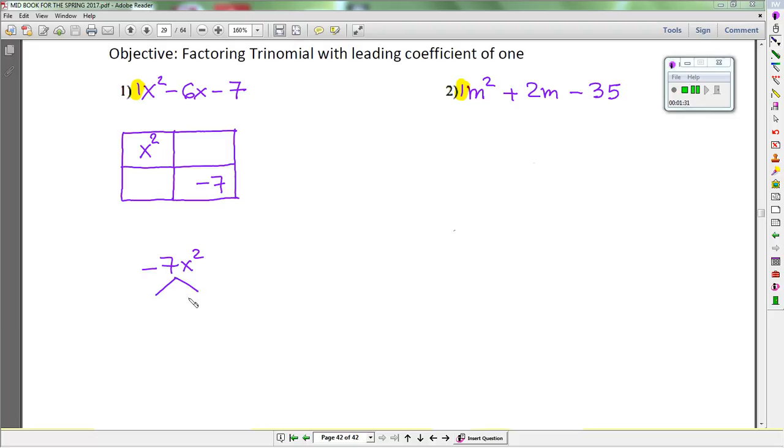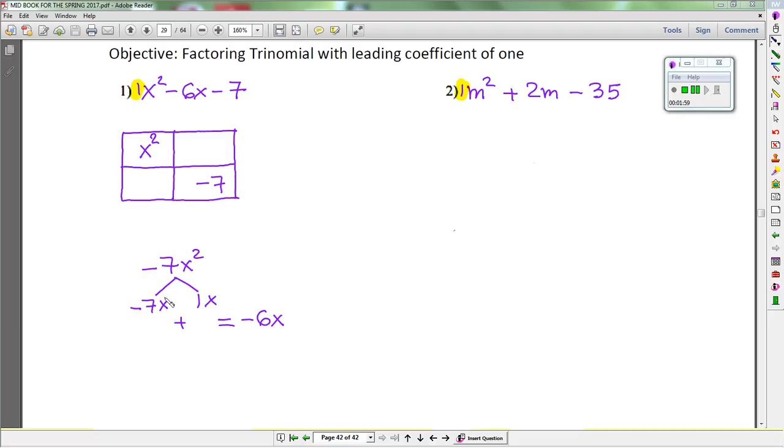Then you want to look for the factors, and when you add your two factors, the sum has to equal your middle term. First of all, the factor of x squared is just x times x, and then the factor of negative 7. Now we want the sum to be negative 6, so it will be negative 7 times 1. If you add them up, that will give you negative 6x.